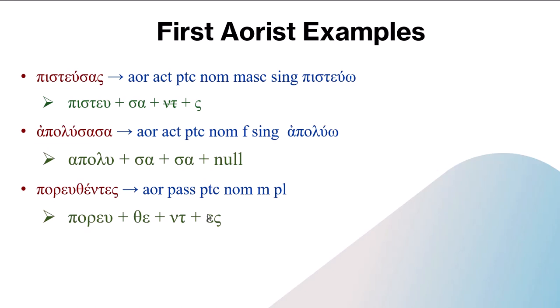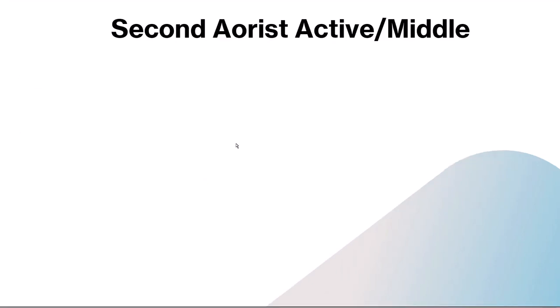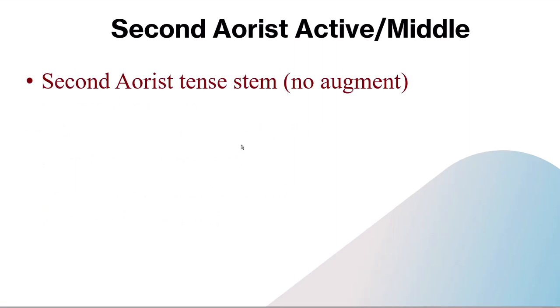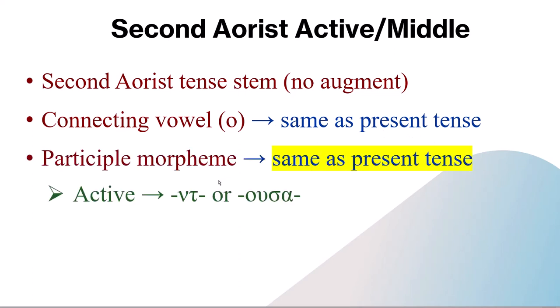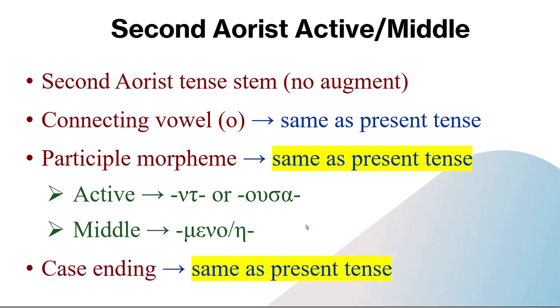third declension ending. Let's now look at the second aorist, active and middle. So the second aorist tense stem has no augment. The rest of this is pretty much like the present tense. The connecting vowel, omicron, same as the present tense. The participle morpheme will be the same as for present tense, either nu tau or usa. For the middle, it will be mena or mene, and the case ending is the same as present tense.